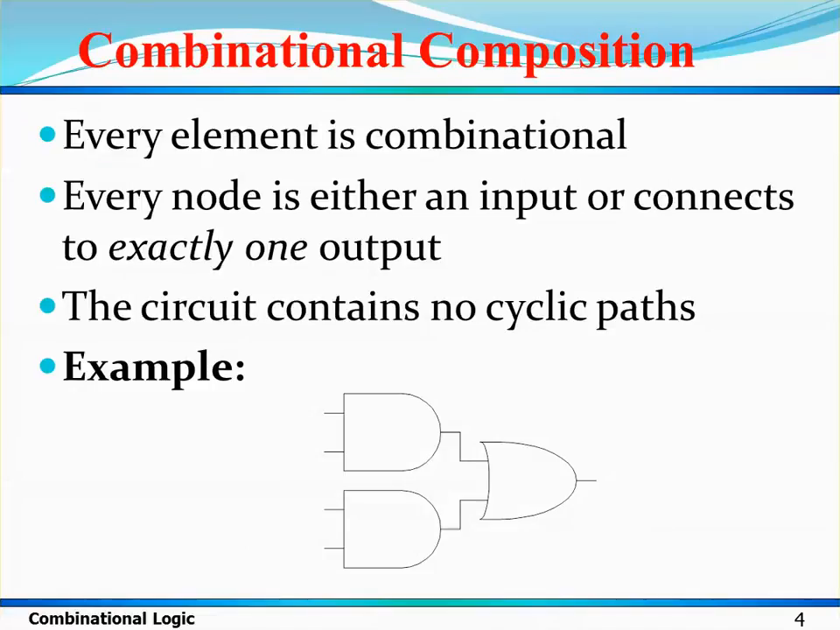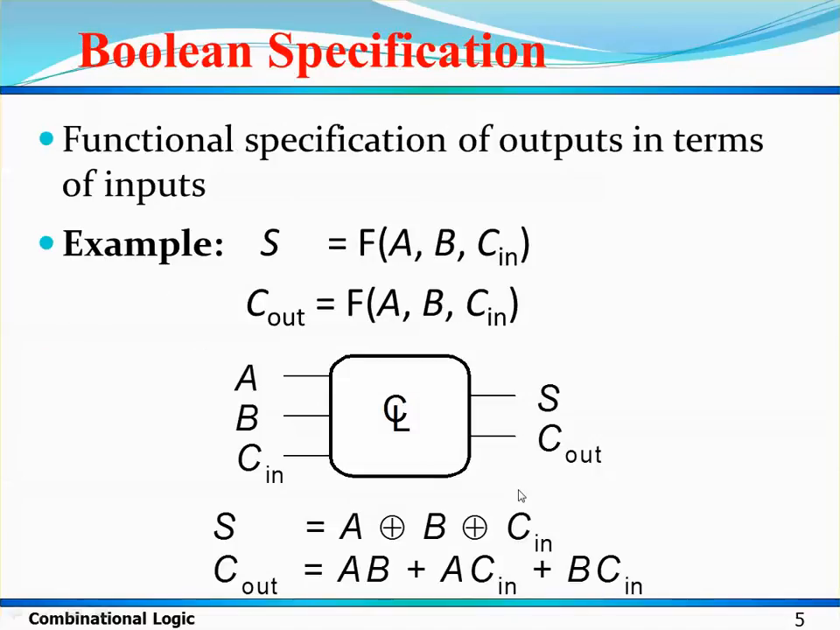For combinational composition, every circuit element is combinational, and every node is either an input node or connects to exactly one output node. This circuit contains no cyclic path, only the feed forward path is used here. Here is an example of a combinational logic circuit which is composed of two AND gates and one OR gate. There are some examples of Boolean functions here.